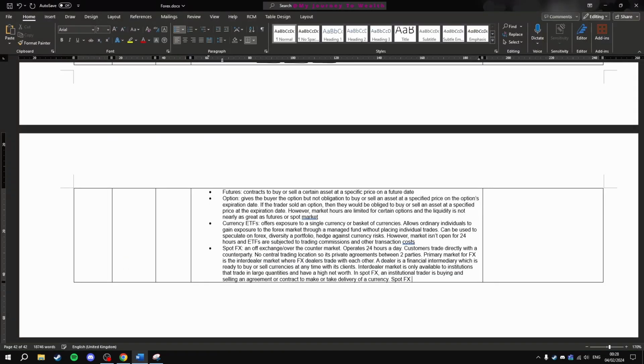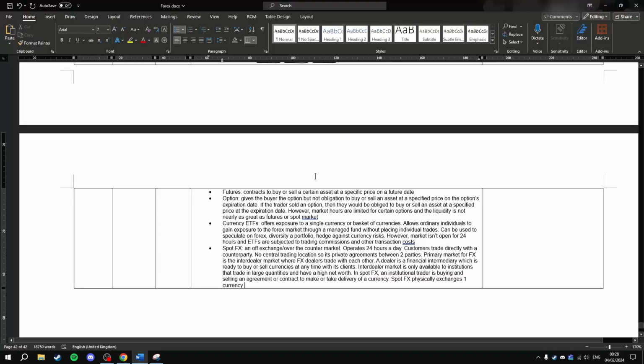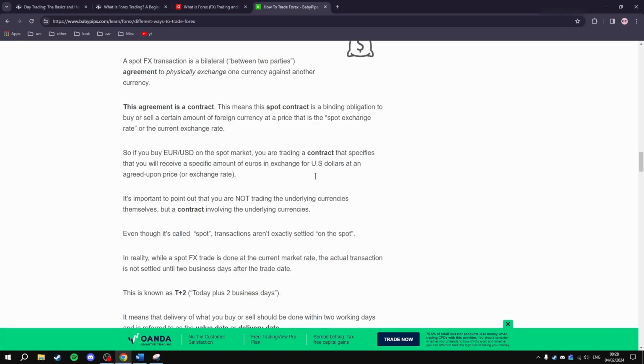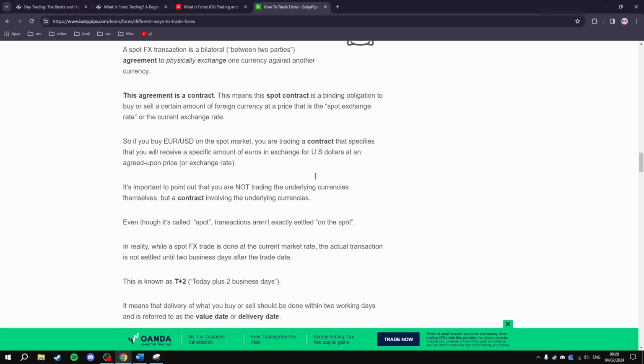Physically exchanges one currency against another. This agreement is a contract.